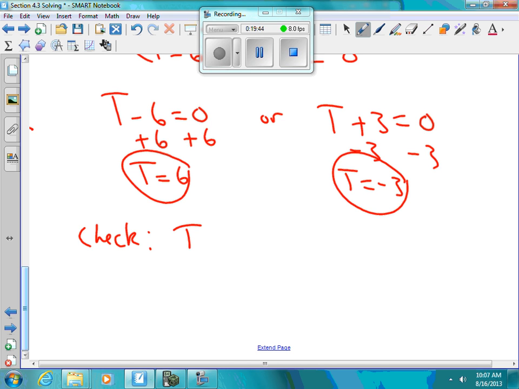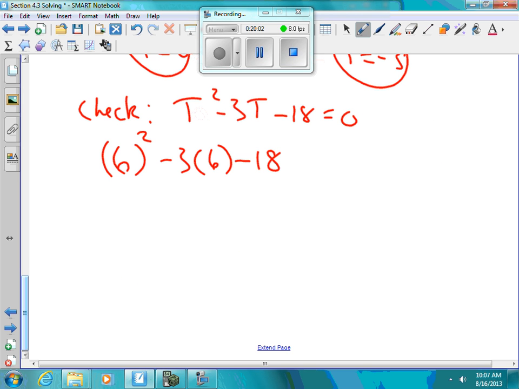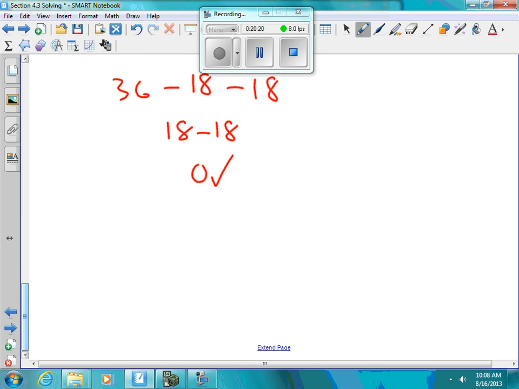Here's my equation. t squared minus 3t minus 18 equals 0. If I check 6, then I'm going to put a 6 in for t. 6 squared minus 3 times 6 minus 18. So 6 squared is 36. 3 times 6 is 18, so negative 18, negative 18. I subtract 18 from 36, I get 18. 18 minus 18 is 0. That one checks.